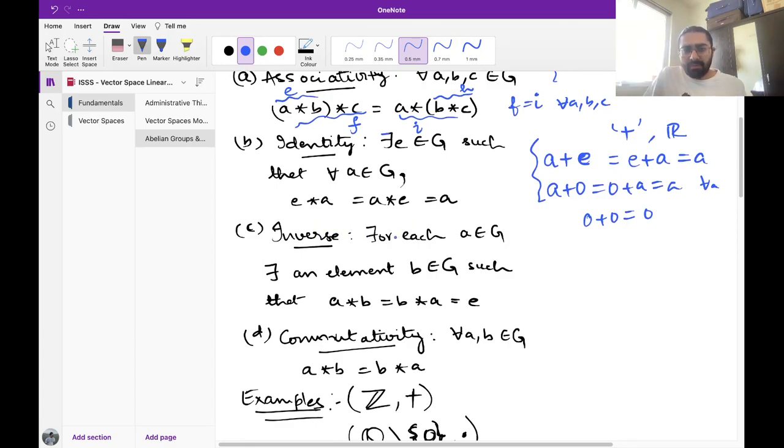The third property is the existence of inverse. We are saying that for each A in G, there exists an element B, exactly one, such that if I operate on B and A in any order, I should always get E. So let's say in case of real numbers and plus, again, we will use the same thought process. If I have A plus B, that is B plus A, it should be equal to E, which we found to be 0. So what could this B be? Any ideas?